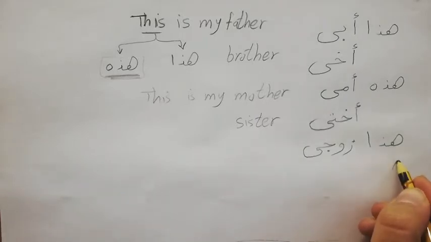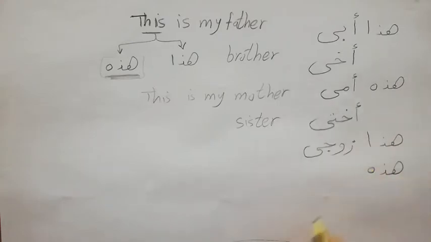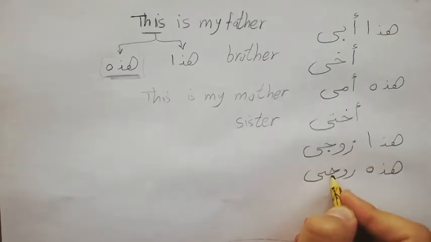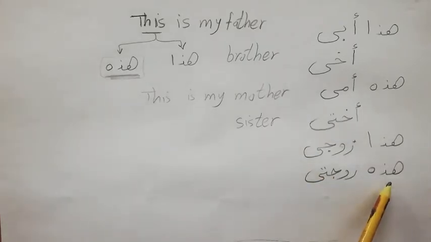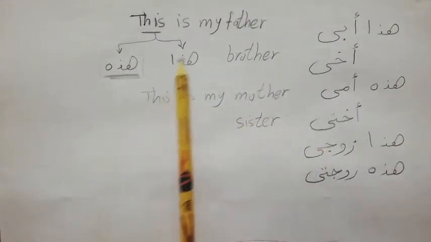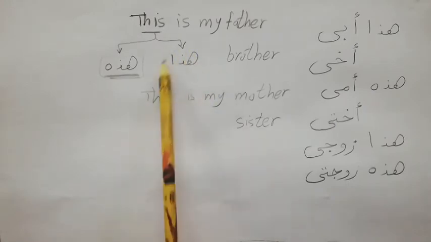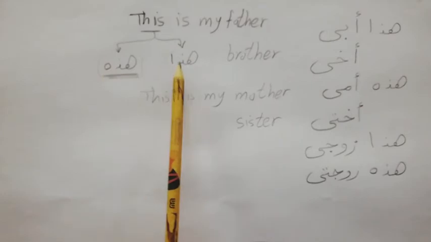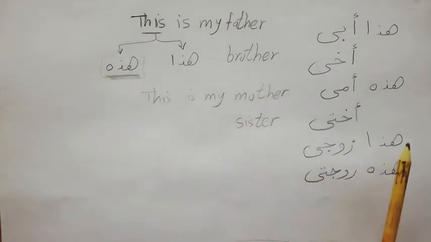Okay, so what if you want to say this is my wife? So we say it like هذه زوجتي. Wonderful, yes, هذه زوجتي. Okay, so one more time. هذا for masculine, so father, brother, and husband. So all of these must take هذا. Okay, what about feminine? أمي, أختي, زوجتي. Okay, they must take هذه.